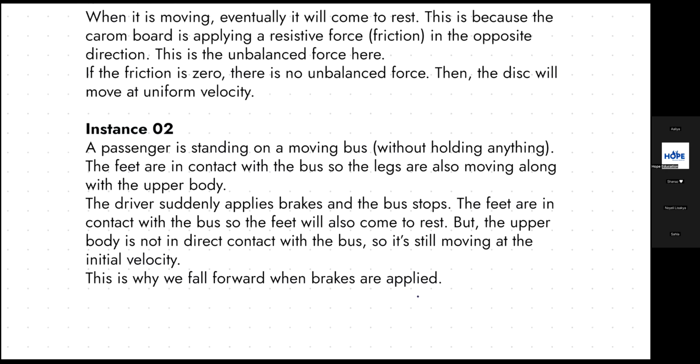Ekai, if you're standing in a moving bus without holding anything, when brakes are applied, you tend to fall forward. That's why it's important that you hold something, right? Seat එකක් හරි අර සමහර බසස් වල උඩ එලලා තියෙන හැන්ඩල් එකක් හරි මොන හරි අල්ලගෙන ඉන්න ඕනේ. Otherwise you fall forward.